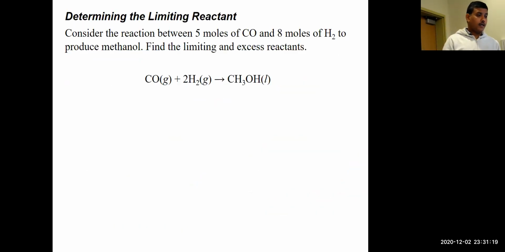Let's look at this chemical reaction. Let's say for the balanced chemical reaction, if you start the reaction with 5 moles of CO and 8 moles of H2, can you identify which one is limiting and which one is the excess reactant? This is a balanced chemical reaction, and you are starting with 5 moles of CO and 8 moles of H2. What would be the limiting and what would be the excess reactants?